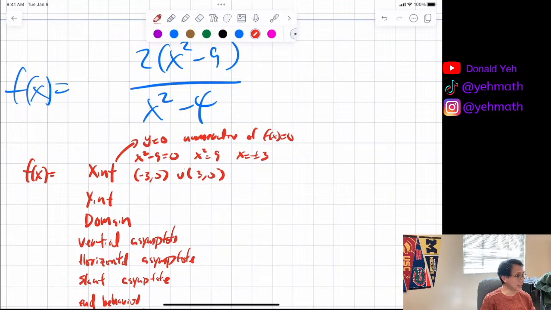How do you find the y-intercept? Plug in x equal to 0. So if x equal to 0, I'm going to get 0, comma 18 over 4, which is roughly the same thing as 9 over 2. Would you say?